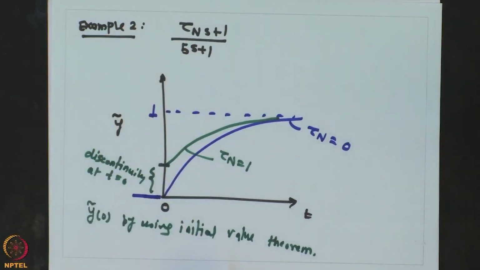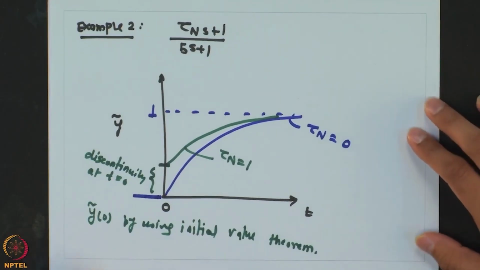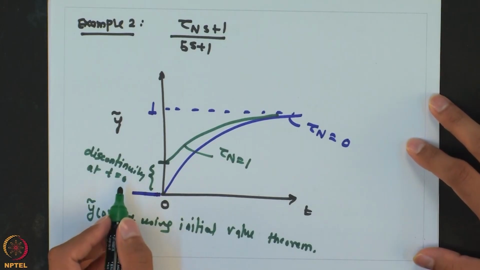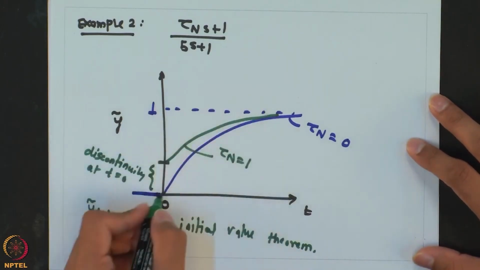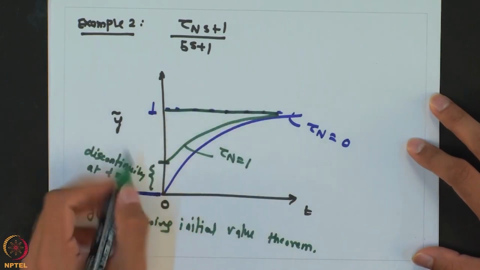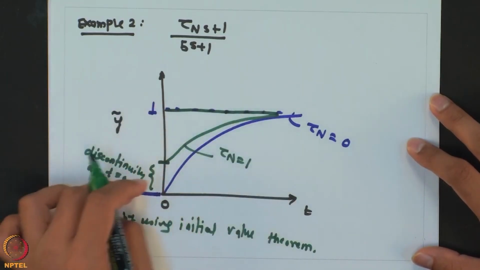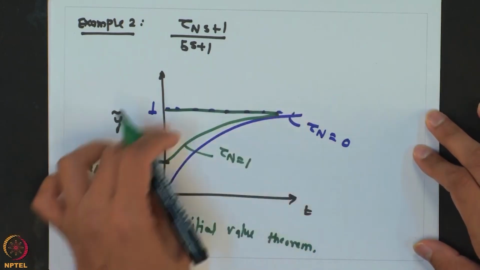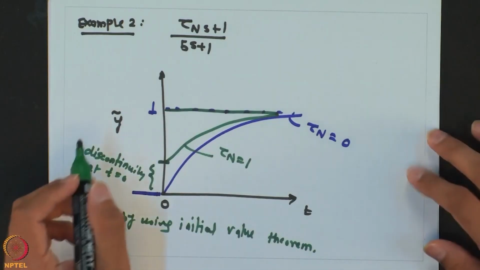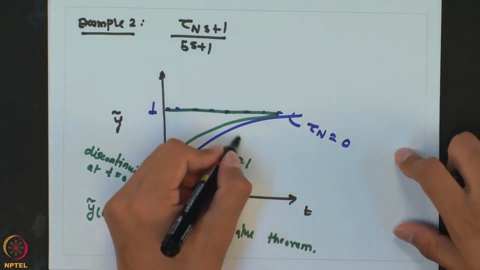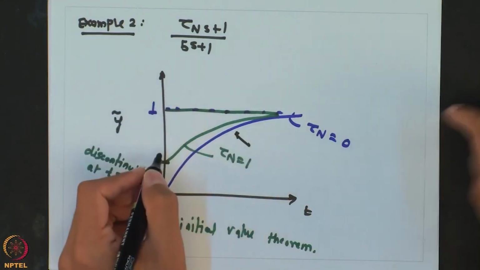That means it is an instantaneous process with gain 1. So, the input and output are exactly identical. The input was a step, so the output will also be a step. So, what you will get is a discontinuity of value 1. So, the output will also be a unit step. So, we have been increasing tau n and the response is moving in this direction.